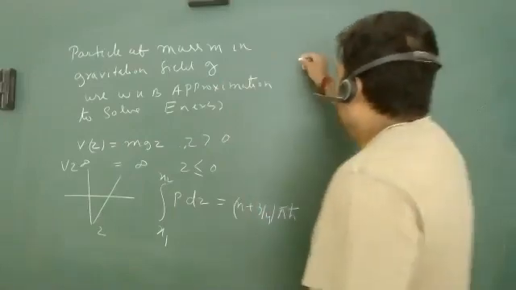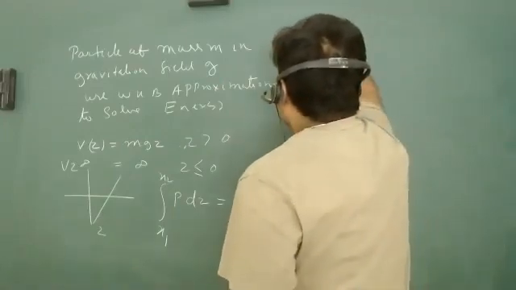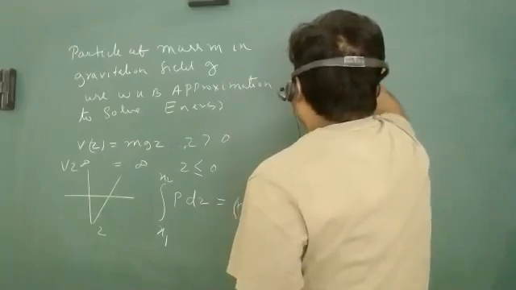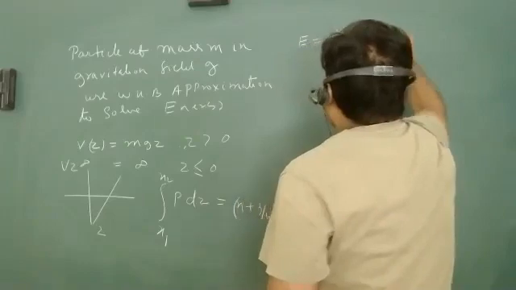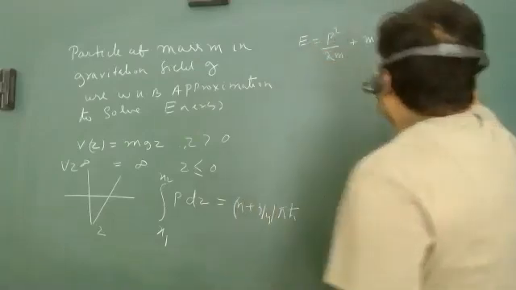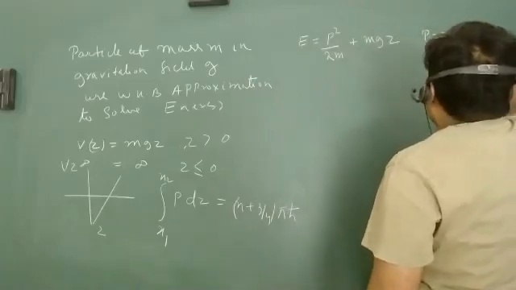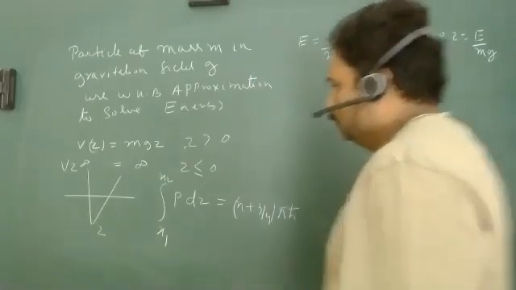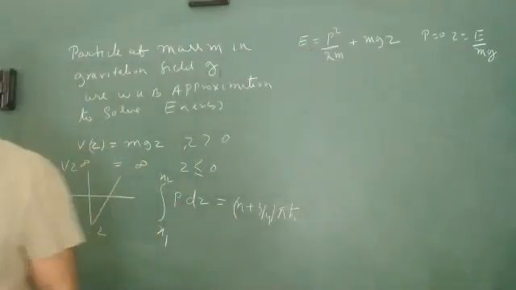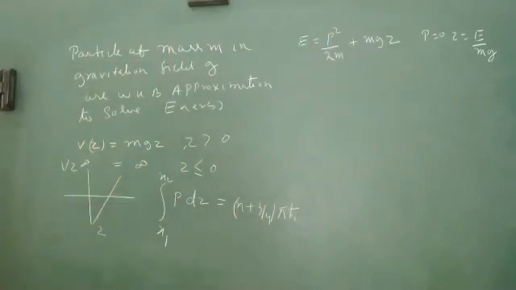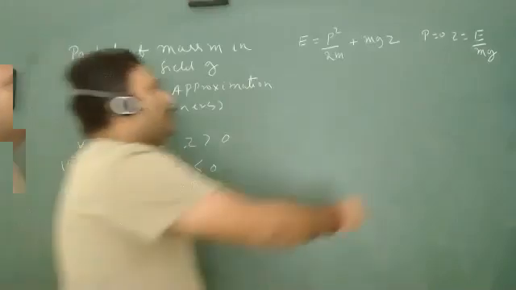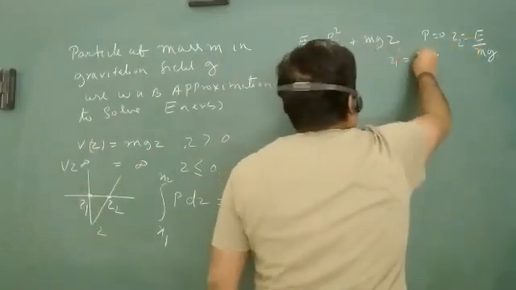So again, we write E is equal to p square upon 2m plus mgz, and if p is equal to 0, then z is equal to E upon mg. Very simple. Now, this is my z1 and this is my z2. So z1 is equal to 0 and z2 is E upon mg.